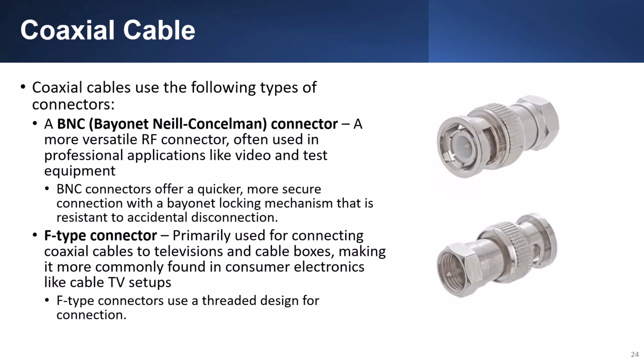Coaxial cables use the following types of connectors. A bayonet Neill-Concelman, or BNC connector, is a more versatile RF connector, often used in professional applications like video and test equipment. BNC connectors offer a quicker, more secure connection with a bayonet locking mechanism that is resistant to accidental disconnection. F-type connector is primarily used for connecting coaxial cables to televisions and cable boxes, making it more commonly found in consumer electronics like cable TV setups. F-type connectors use a threaded design for connection.